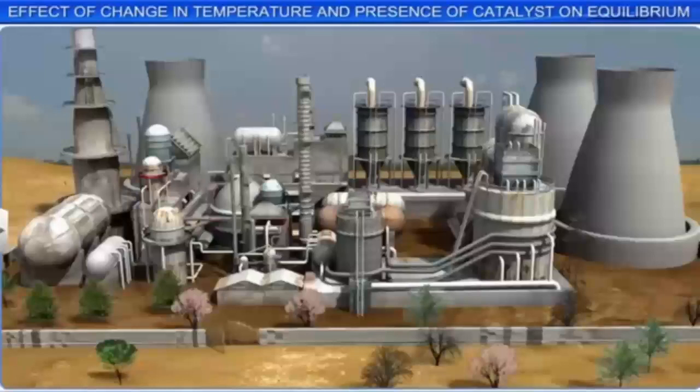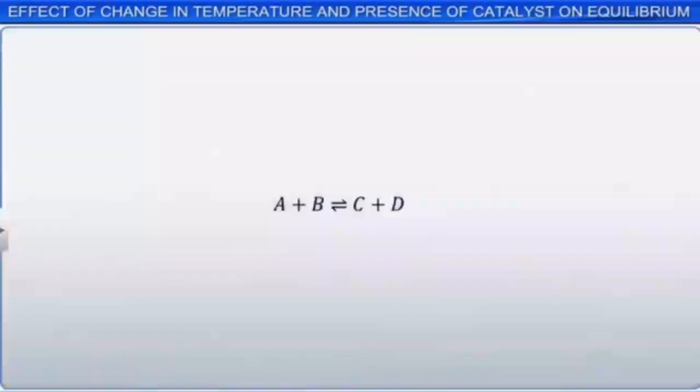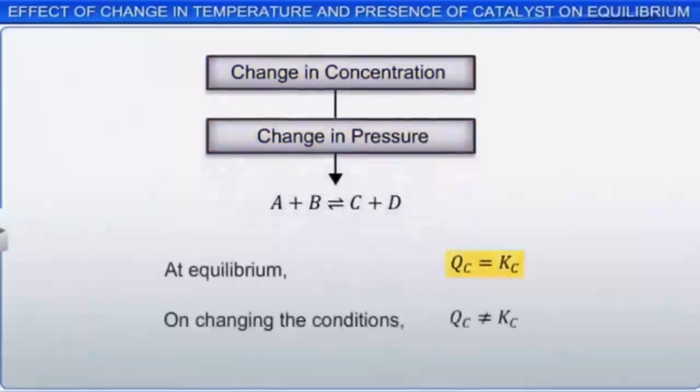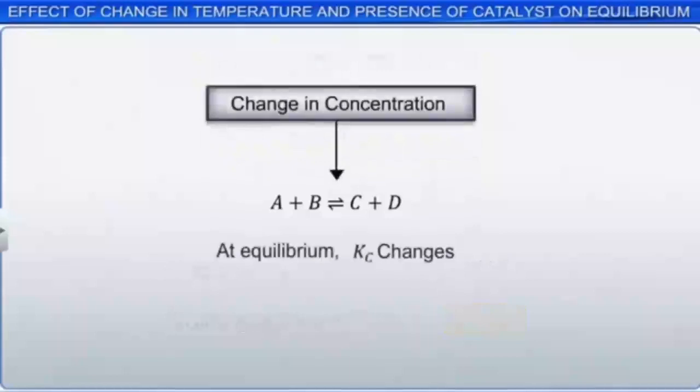Temperature is one of the important variables in any industrial process. Le Chatelier's principle can be used to predict the effect of temperature on the equilibrium of a reaction. You have learned that whenever a system at equilibrium is subjected to change in concentration or pressure, the reaction quotient QC no longer remains equal to the equilibrium constant Kc. However, when a system at equilibrium is subjected to change in temperature, the value of equilibrium constant Kc itself changes.